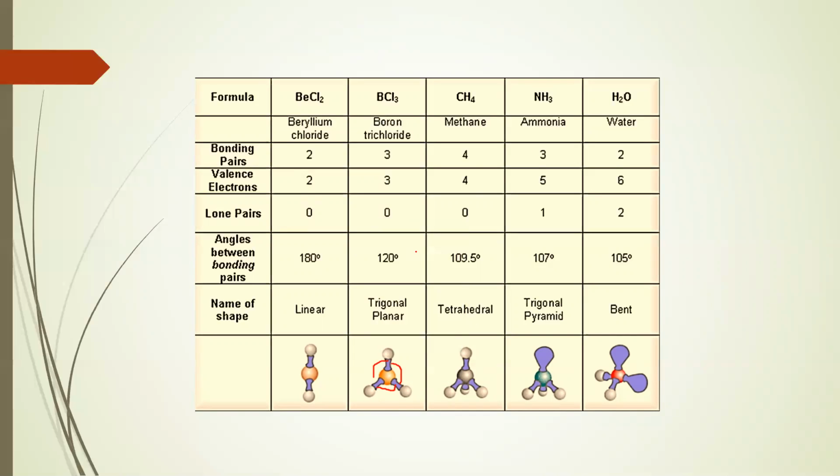Then about methane. In methane, C is the central atom. The atomic number of carbon is 6, therefore its electronic configuration is 2, 4. That means it has 4 electrons in its outermost shell, and again all these 4 electrons are participating in the bond formation with the hydrogen atoms. So it has a tetrahedral shape and its bond angle is 109.5 degrees.